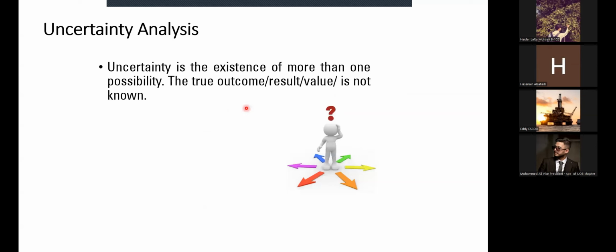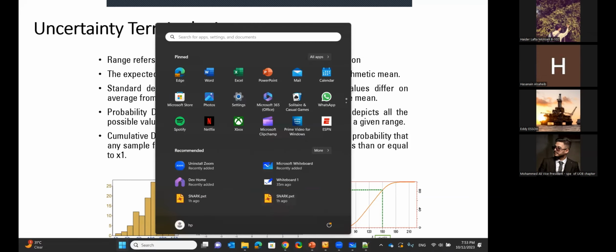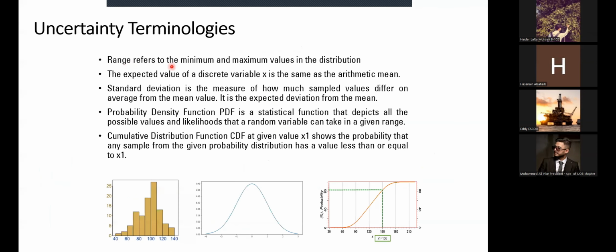Once you define which parameter is sensitive, which parameter is not, then you need to come up with what we call uncertainty. So you say, I know the critical water saturation is a sensitive parameter, but I'm not certain how much I should change to get the result. Let's look at the uncertainty terminologies that we will use. When I say range, I told you now in this exercise, this parameter is SWCR, and the range is from 0.2 to 0.05. So this is the range. It refers to the minimum and maximum value in the distribution. That means your critical water saturation is between 0.05 and 0.2. This is your range of uncertainty.